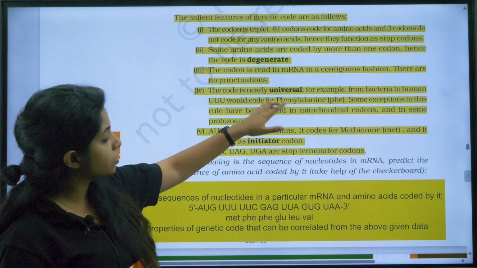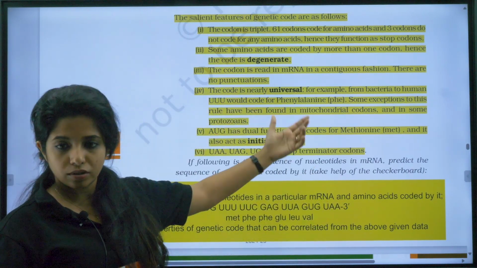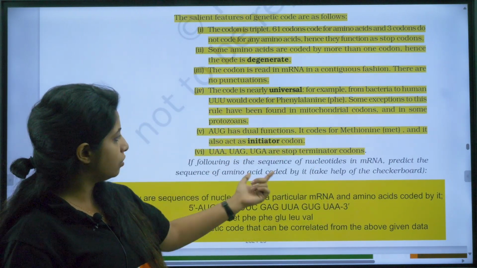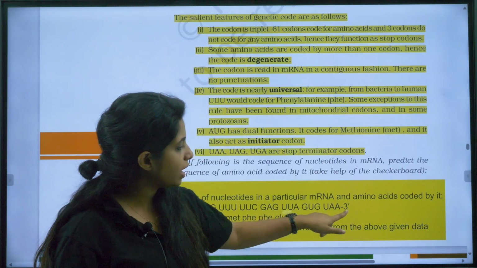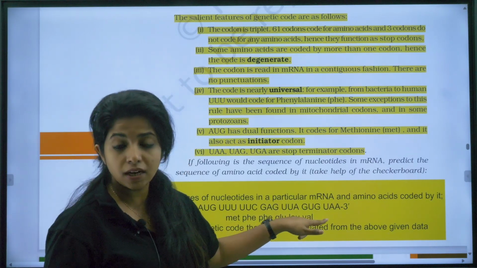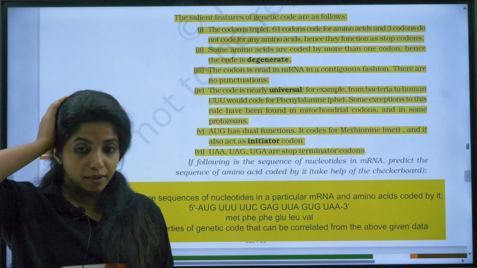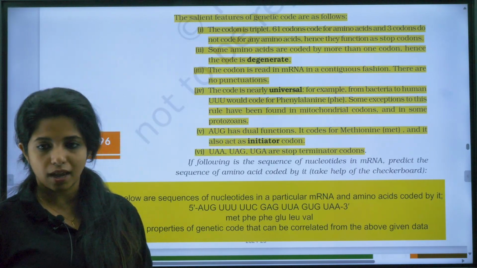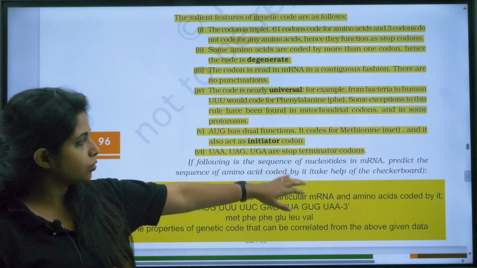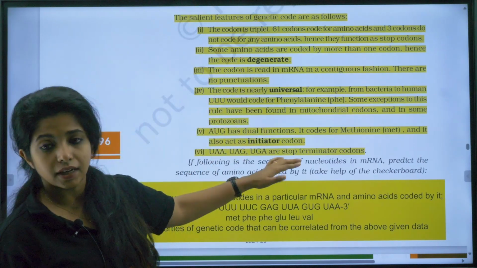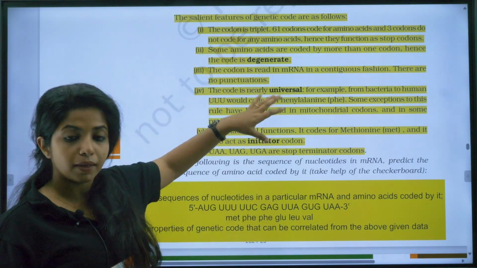Now the code is nearly universal for all organisms. AUG has dual function. Now over here you saw UAA is there, but no amino acid is there. That means termination has happened. Basically, in translation, termination has happened. So you should know that. These codons are terminator codons and things like that. On the basis of this, questions can come.